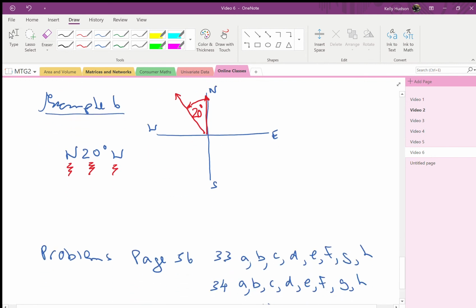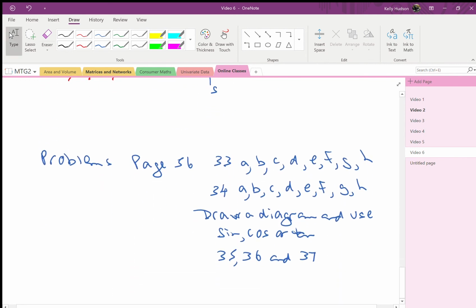Alright, so there's a few problems I'd like you to try to practice. On page 56, there's questions 33 and 34, and then there's three I'd like you to try, 35, 36, 37. These are word type problems using bearings. Try and draw a diagram, and you decide if you're going to use sine, cos and tan to solve the problems.